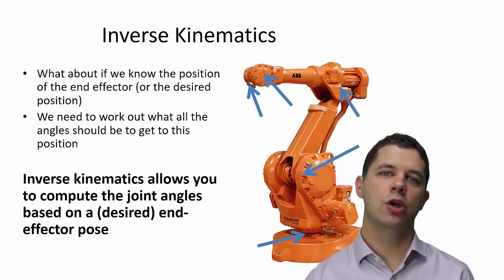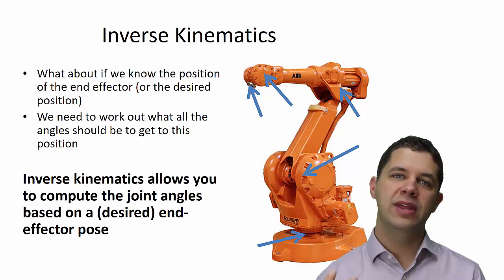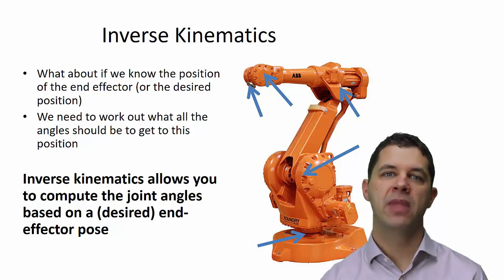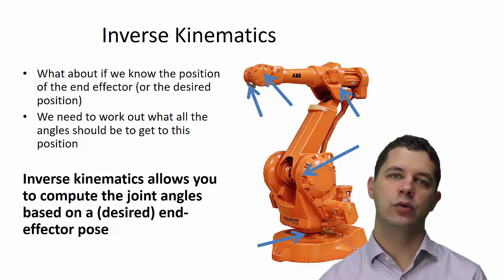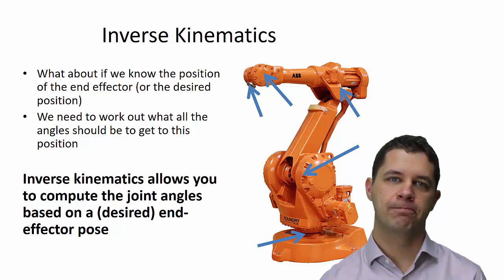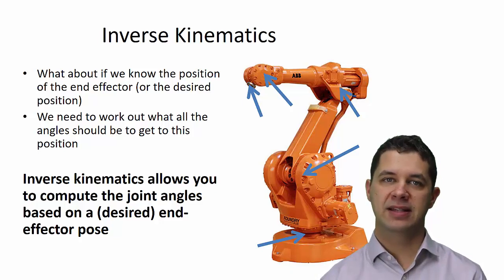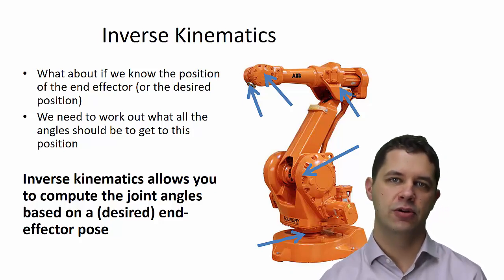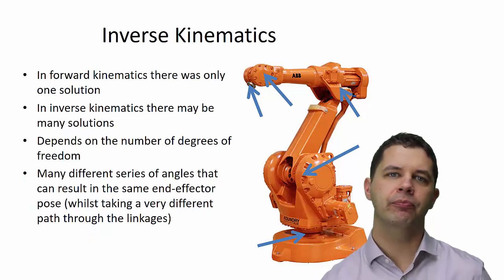Now, inverse kinematics goes in the opposite direction. So if we know the end effector position, or the desired end effector position, where we actually want to go, here we need to work out what all the joint angles or displacements are when we've got prismatics to get to this actual position. So inverse kinematics allows us to compute our joint angles based on a desired end effector pose, where we actually want to be.